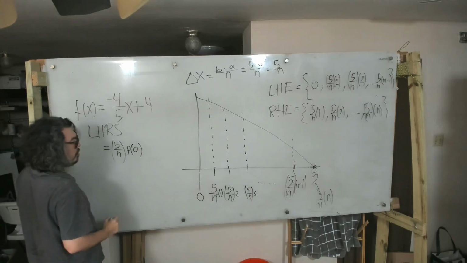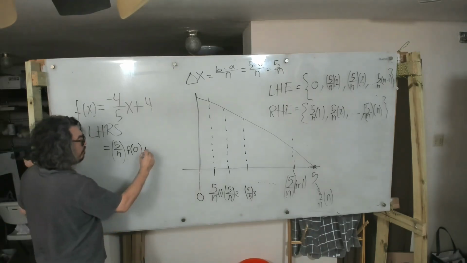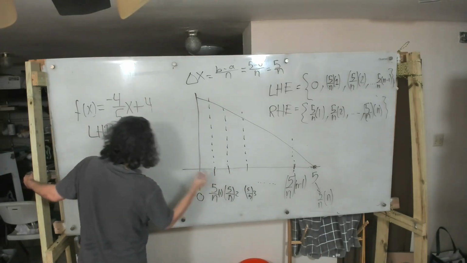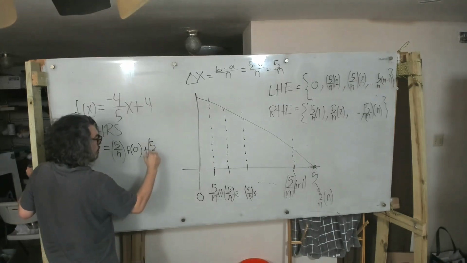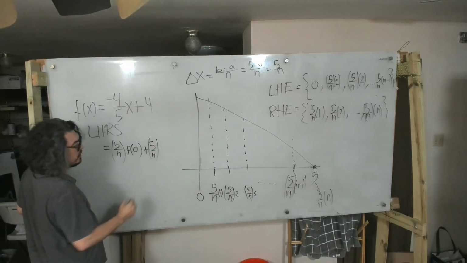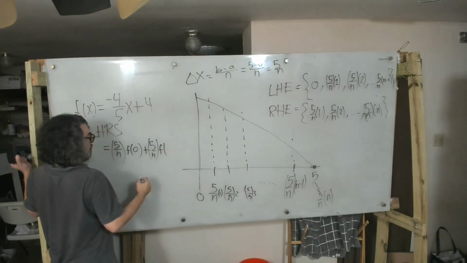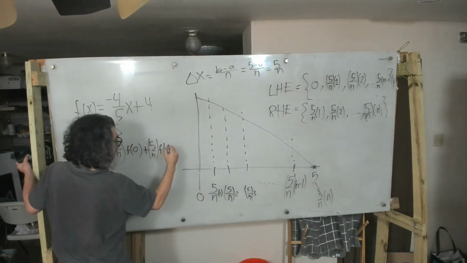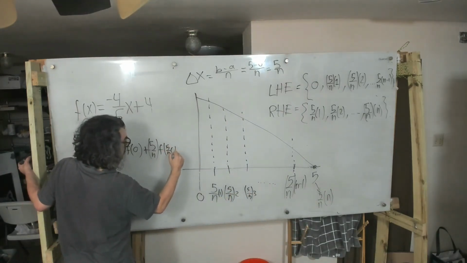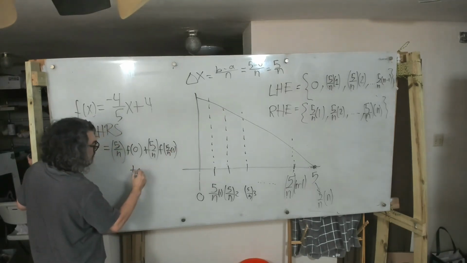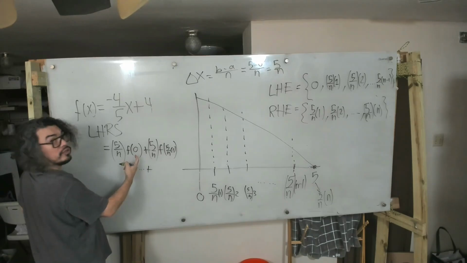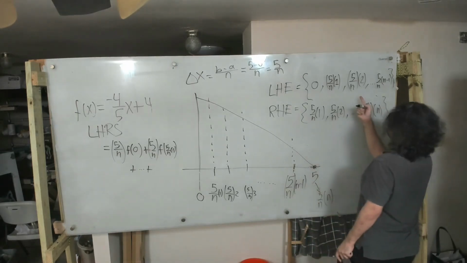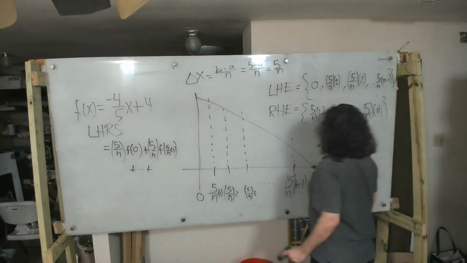Now let's do the second rectangle. Plus the second rectangle will again have a width of 5 over n. But the height will be f of the left-hand endpoint. What's the second left-hand endpoint? 5 over n times 1. And then plus dot dot dot. And notice, the left-hand endpoints are the ones I'm using here. 0, 5 over n times 1. The next one will be 5 over n times 2. And then the final one would be 5 over n times n minus 1.